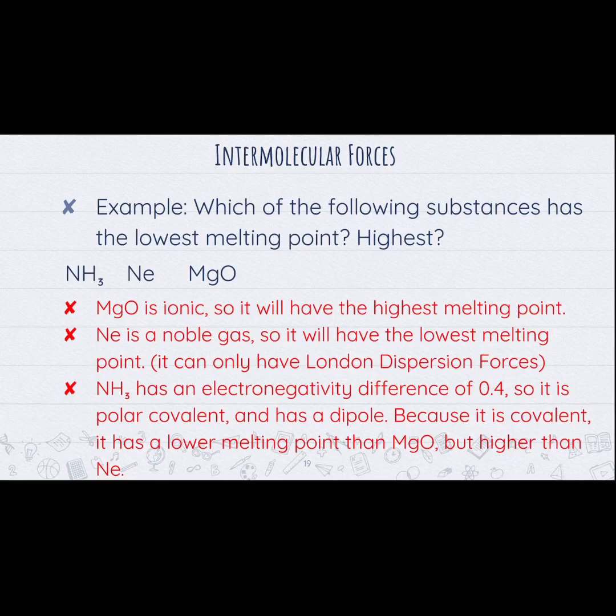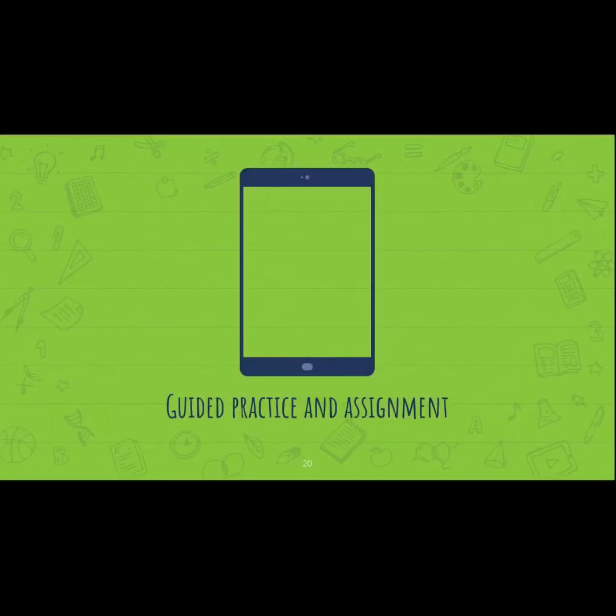Lastly, we have ammonia, NH3. It has an electronegativity difference of 0.4, so that's going to be polar covalent, meaning it does have a dipole. That dipole arrow points towards nitrogen because it's more electronegative. Because it's covalent, it has a lower melting point than MgO because it was ionic, but it's still higher than neon. So if I ranked them from lowest to highest, I would have neon, then NH3, then MgO.